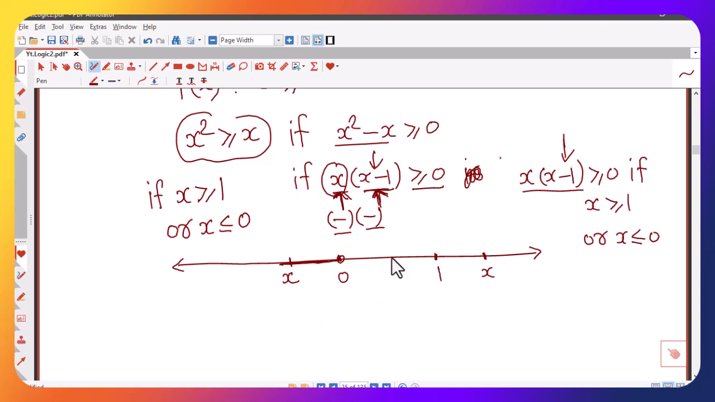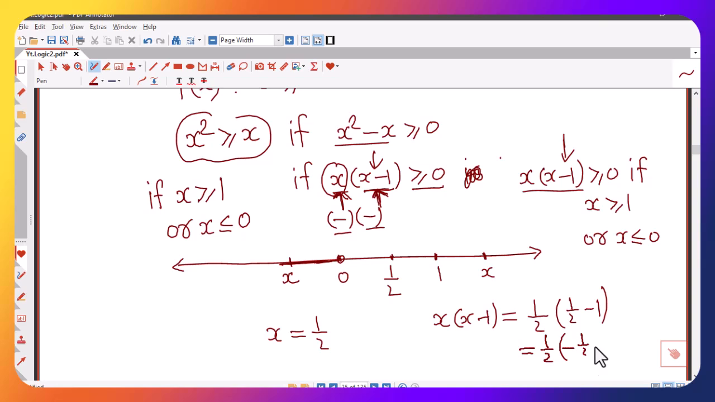Now suppose x is somewhere in between 0 and 1. Suppose we consider x equal to 1 by 2. Then we can see x into x minus 1. X is 1 by 2, so I put x equal to 1 by 2 here. So I will have 1 by 2 into minus 1 by 2, which is negative. So whenever x lies between 0 and 1, in that case x is going to be positive if x is somewhere here, but x is going to be less than 1.